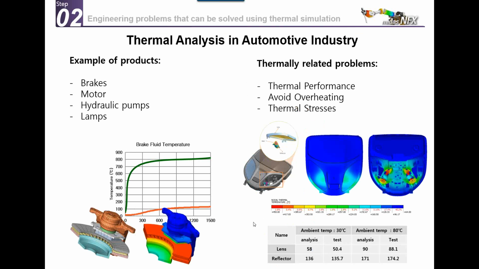Now, in the automotive industry, heat and thermal analysis is used for brakes, motors, hydraulic pumps, and also lamps. So it helps to improve the thermal performance, and also to avoid the overheating and the thermal stresses. You have an example here of a car lamp.